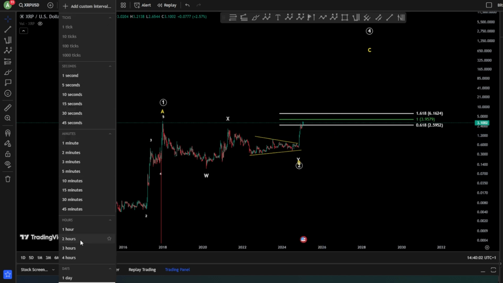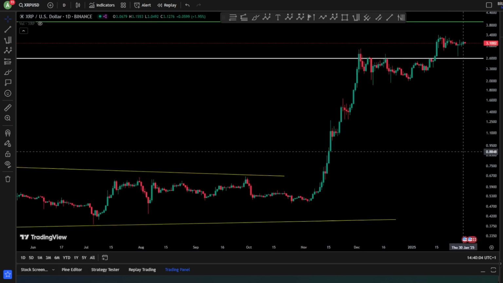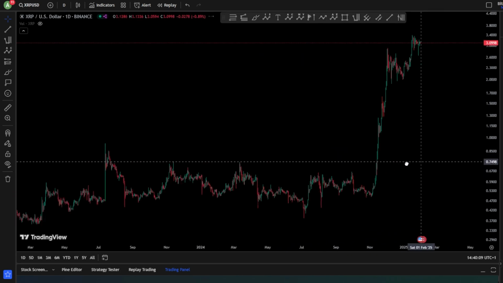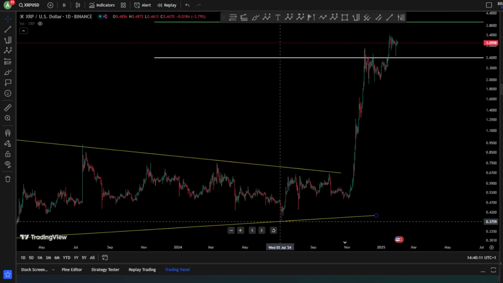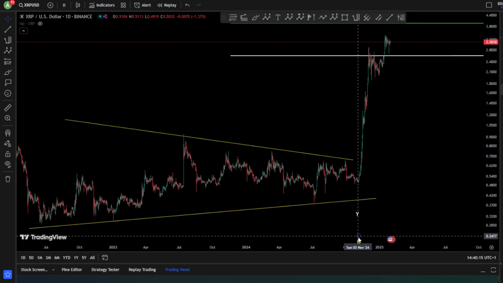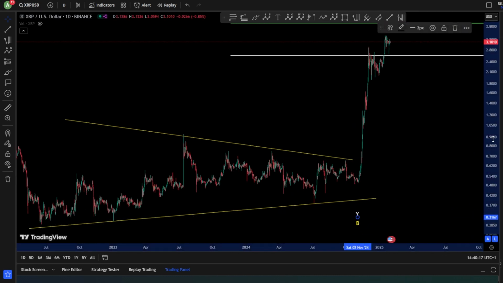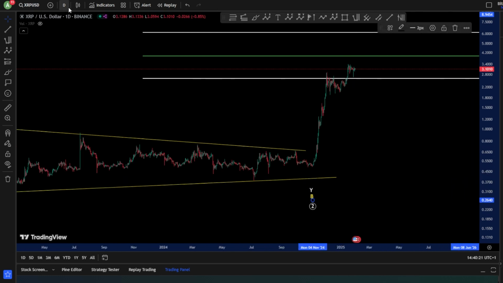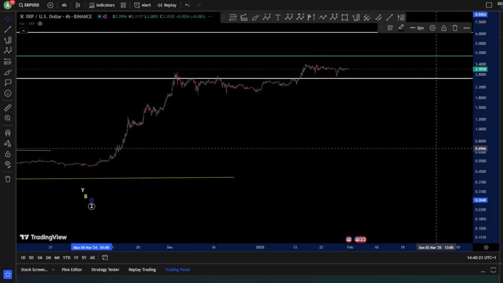So if we take a closer look on the daily, we can see, of course, on the daily that we have a great impulse toward the upside. Once we have finished this wave E here and with this wave Y, we have, of course, bottomed for a wave B as well and a wave 2 probably for higher prices. Let's move a little bit on the 4-hour chart.